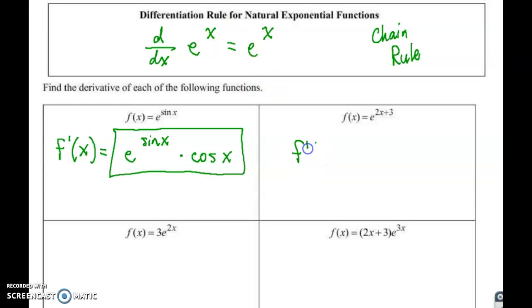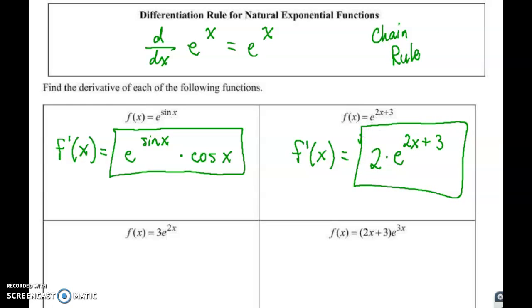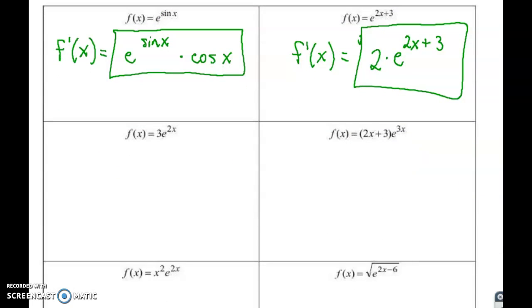So the derivative of e to that function is e to that function. But then you have to multiply by the derivative of 2x plus 3. Well, the derivative of 2x is 2, and the derivative of 3 is 0, so you don't need to write that. That's it. Just keep going.